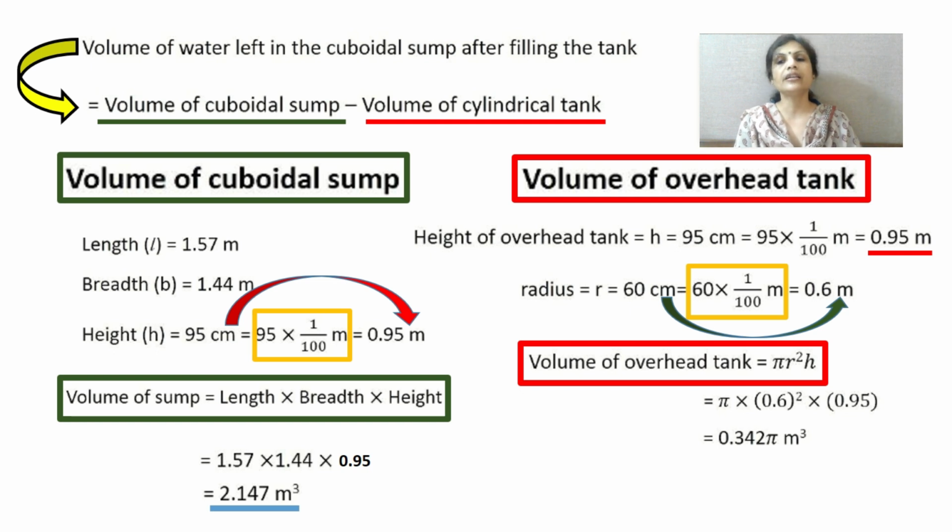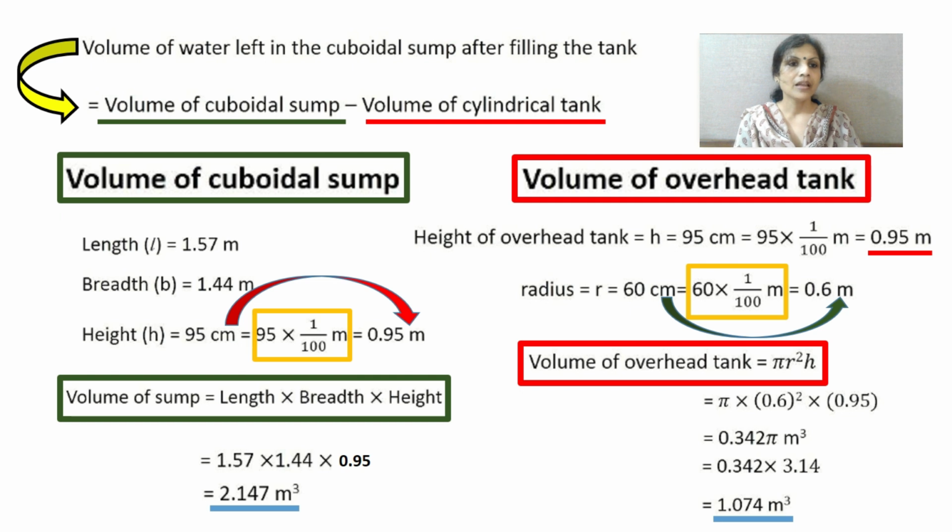So we have calculated the volume of the cuboidal tank. We have calculated the volume of the overhead tank. Alright. Now look at this. If we substitute the value of pi here, we get 0.342 into 3.14 and your answer is 1.074 meter cube. So this is the volume of the overhead tank.